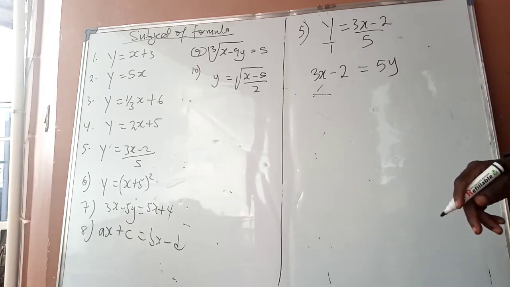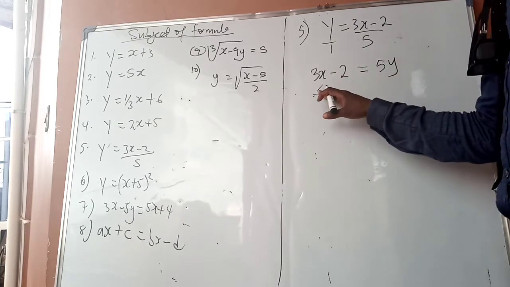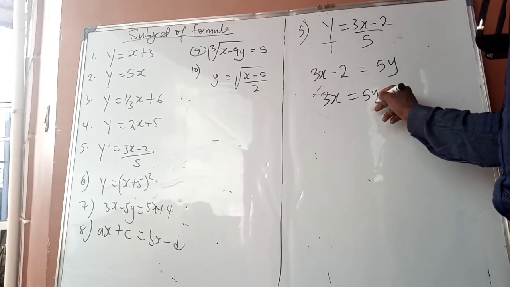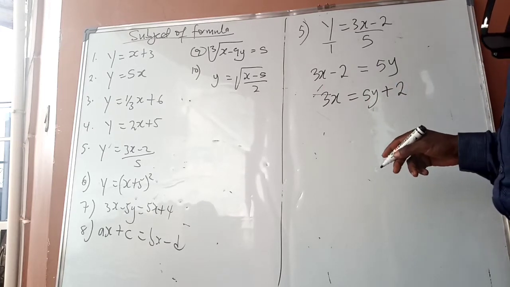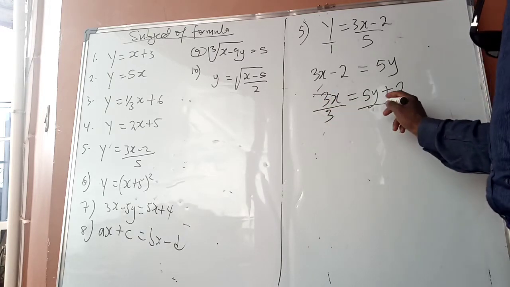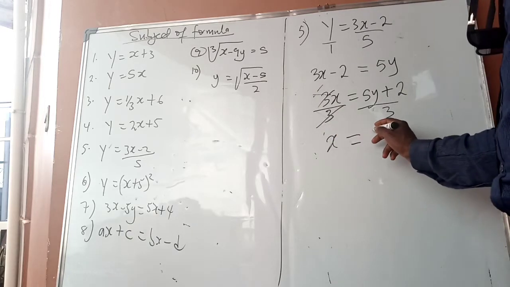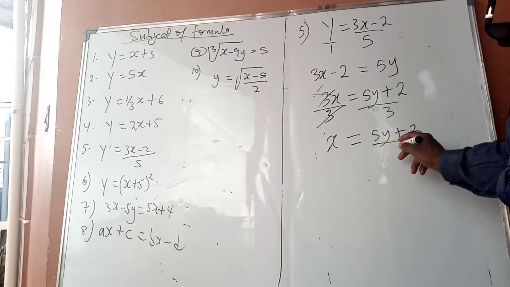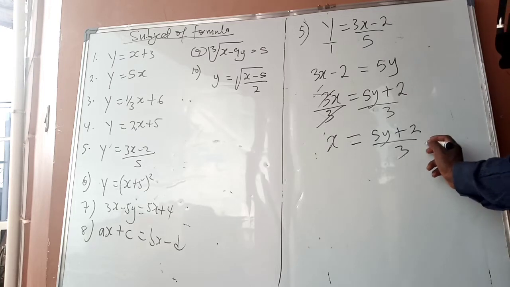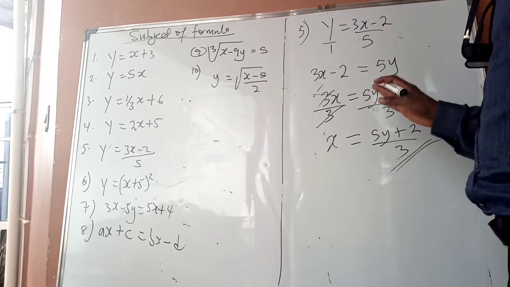Now, I have to move this negative 2 to the right hand side so that my x will begin to stay alone. So I will have 3x is 5y plus 2. Then I will divide both sides by 3. The 3 cancels out, so x is equal to 5y plus 2 all over 3. So this is now the value of x. I have successfully made x the subject of the formula.